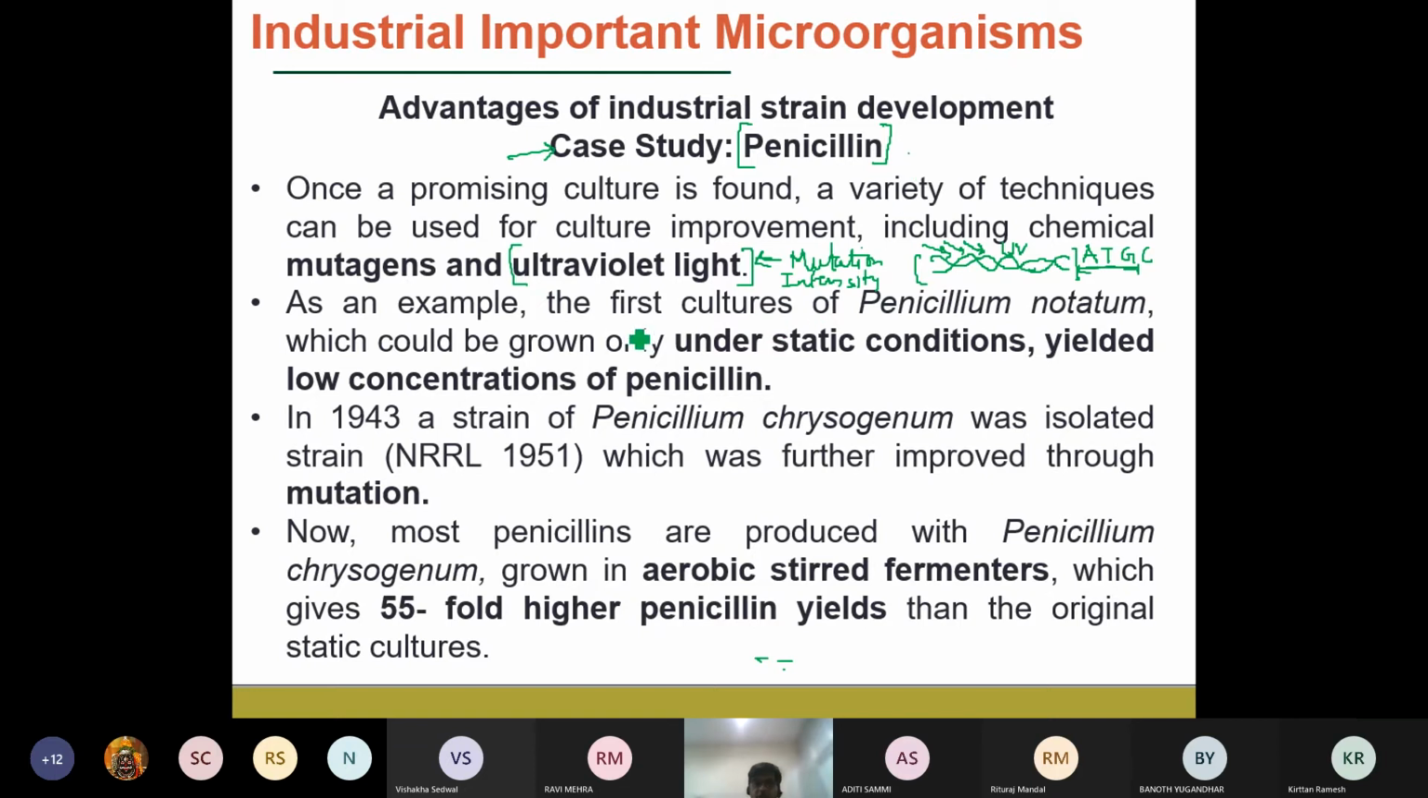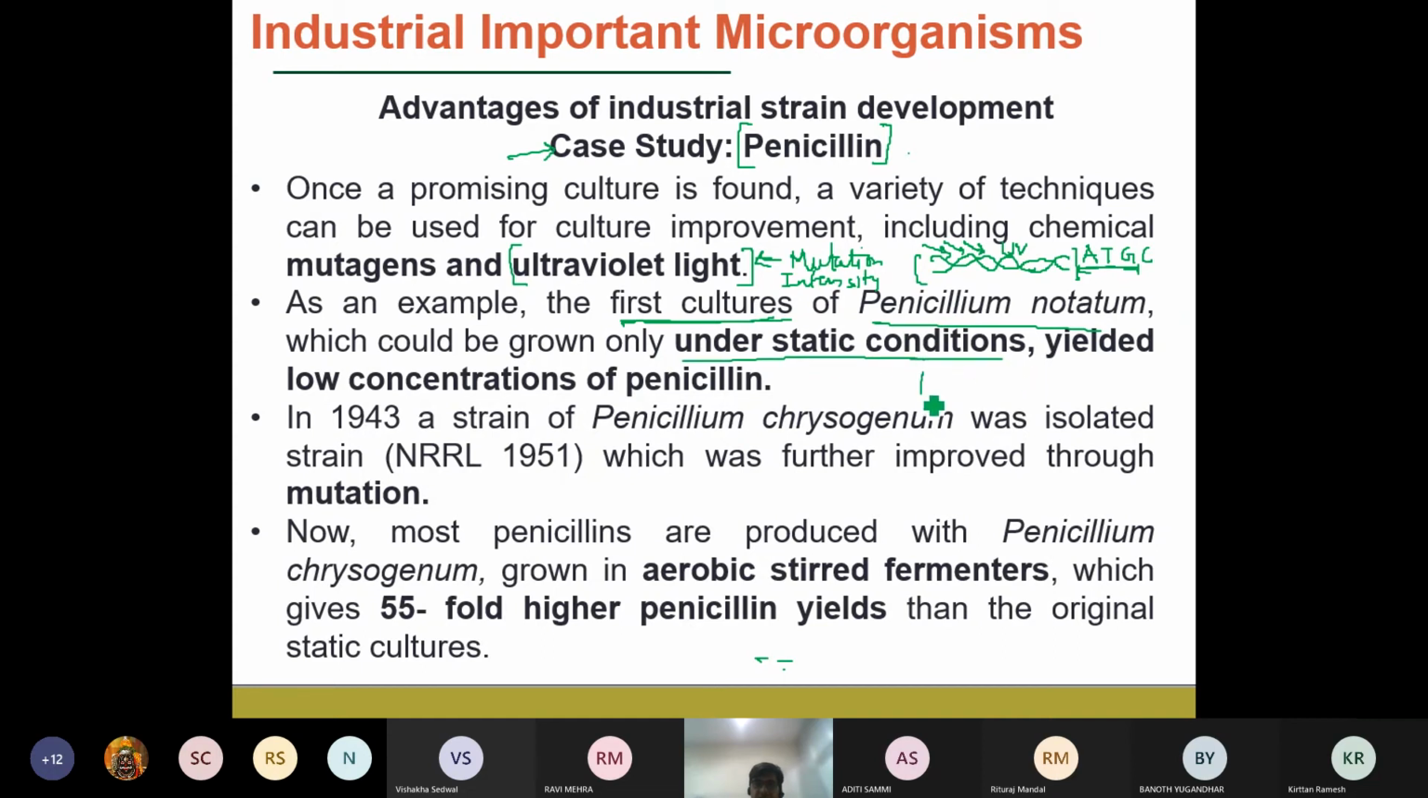Okay, so when, by using this UV light, this microbial strain which was responsible for the production of the penicillin was mutated, we found that it is now able to produce a higher quantity of the penicillin. So if you see the first cultures, when this Penicillium notatum was first discovered as a wild strain, it was able to grow only under static conditions.